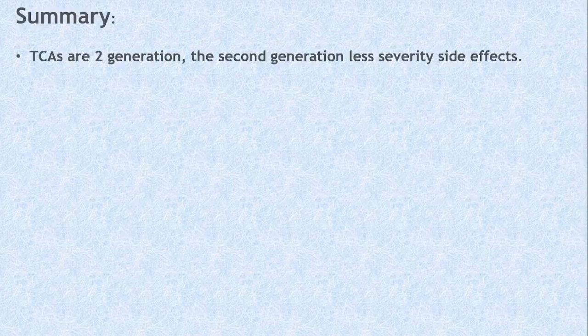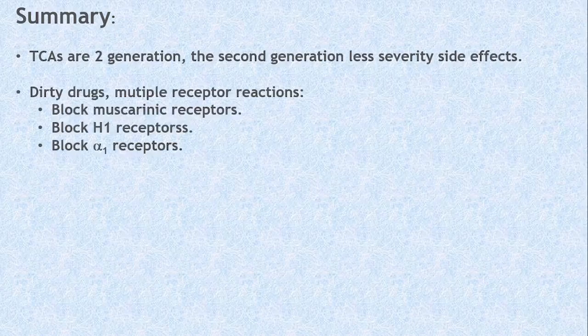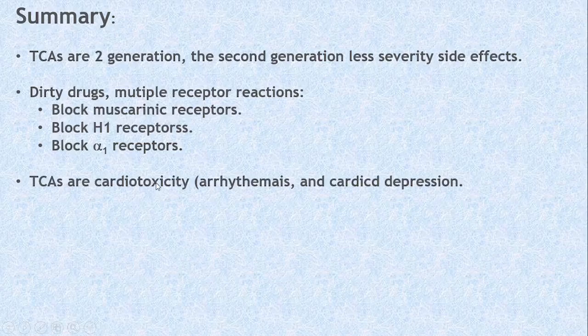So this is the pharmacological profile of tricyclic antidepressants. We can summarize our talk: there are 2 generations. The second generation usually has less severe side effects. They are dirty drugs. Why? Because they block multiple receptors, like muscarinic receptors, H1 receptors and alpha-1 receptors. They can also block sodium channels and potassium channels, which will result in different types of dangerous arrhythmia.